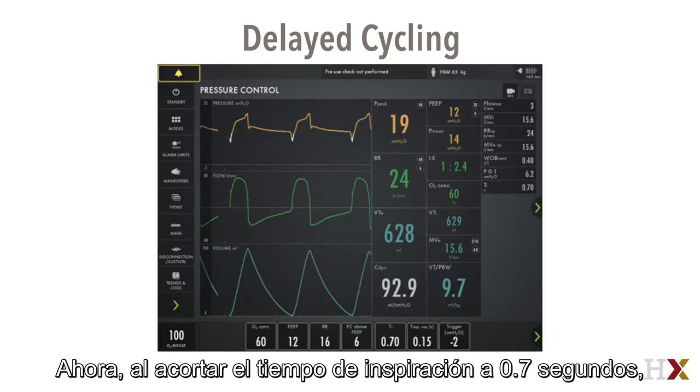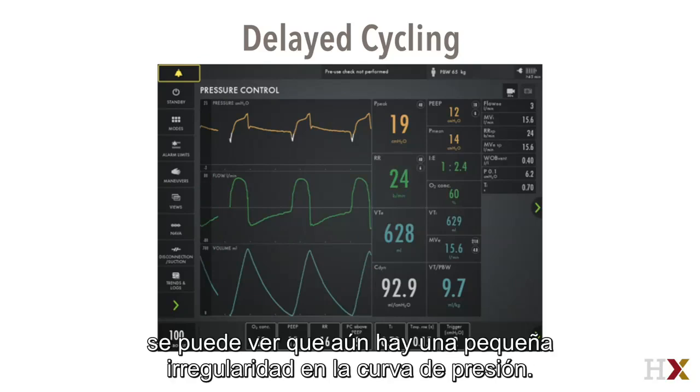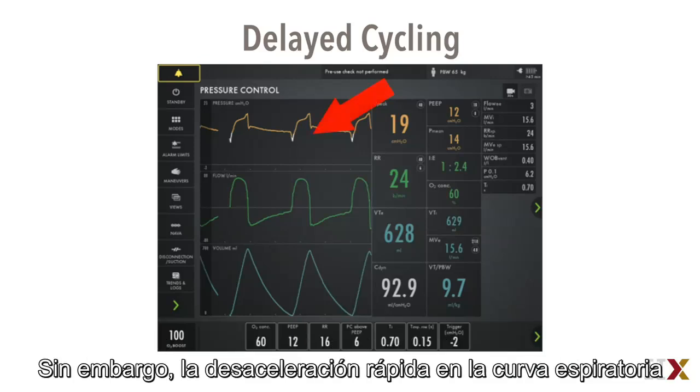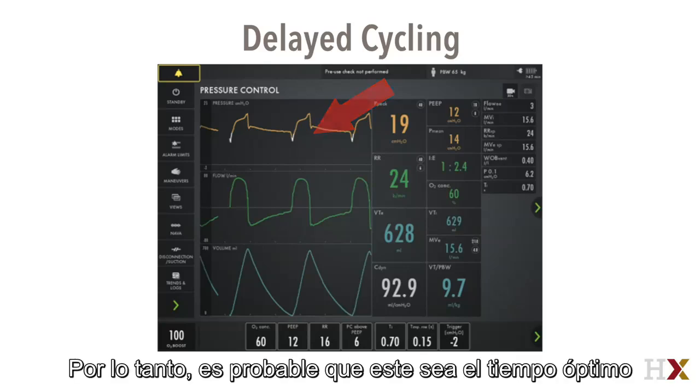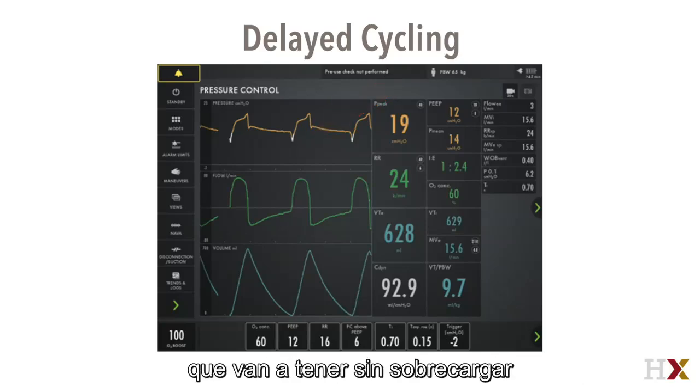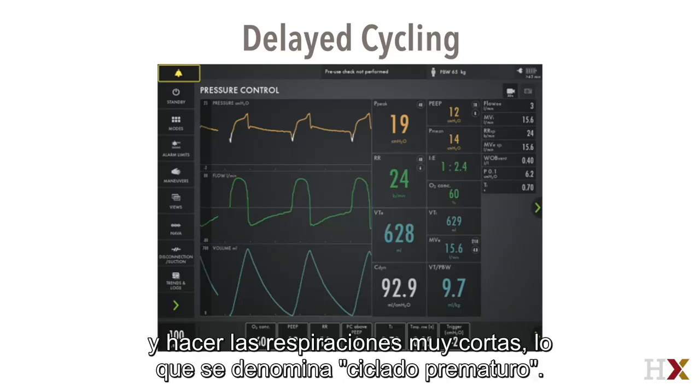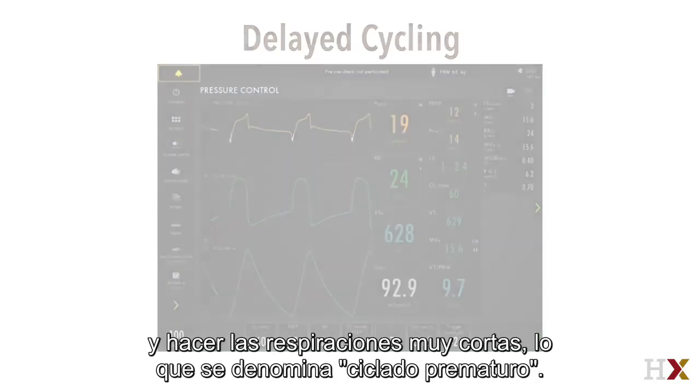Now, by shortening the inspiratory time to 0.7 seconds, you can see there's still a tiny blip in the pressure waveform. However, the rapid deceleration in the expiratory waveform is no longer present. Therefore, this is probably the optimal timing you're going to experience without overshooting and making the breath be too short, which is called premature cycling.